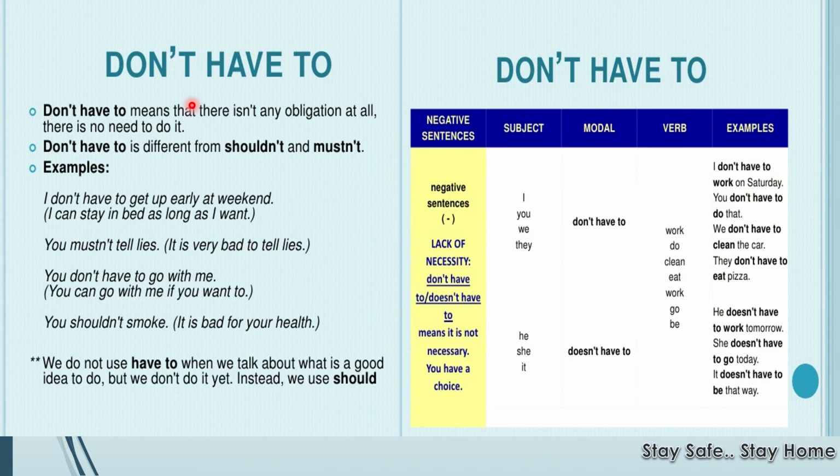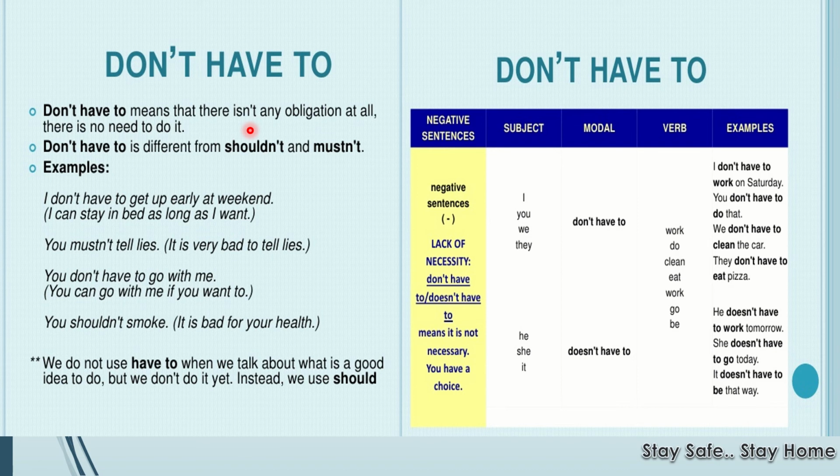Now moving into don't have to. That's what we call a negative sentence. Don't have to means that there isn't any obligation at all. There's no need to do it. So when I tell you, you don't have to wear your uniform, do you wear it? You don't, because there's no need to.